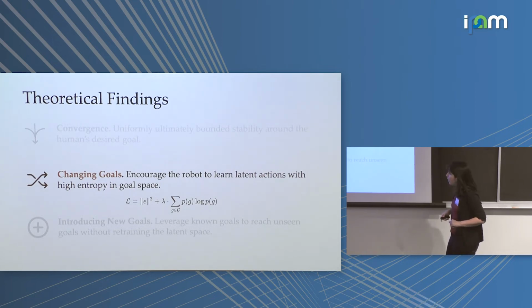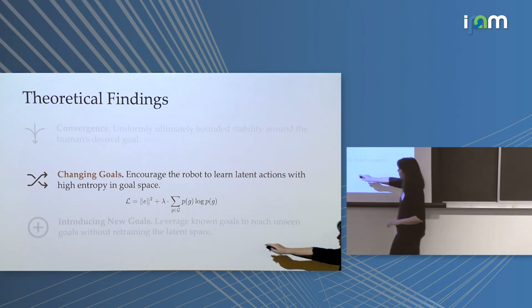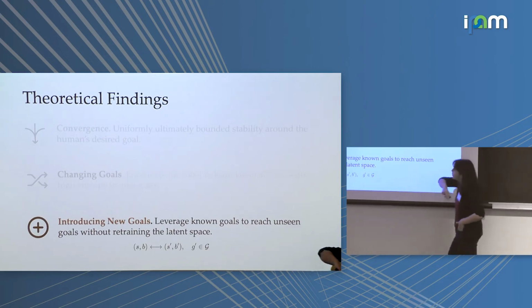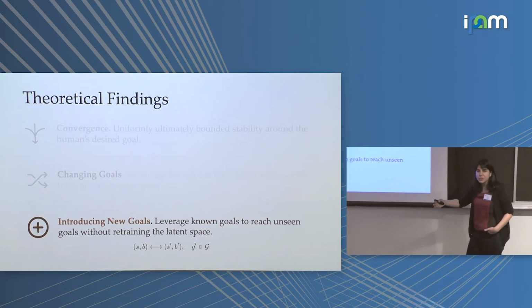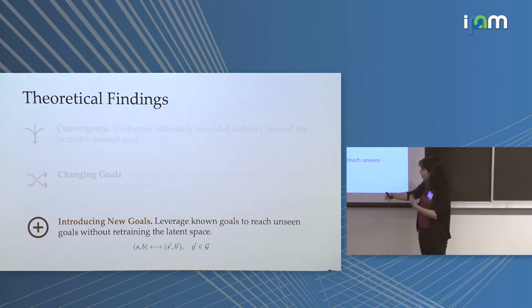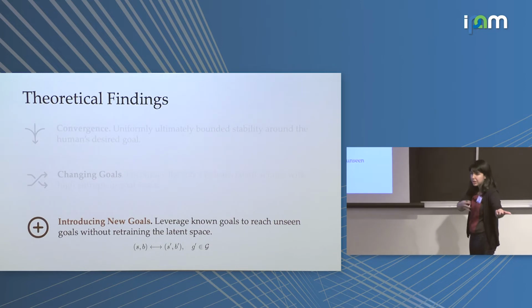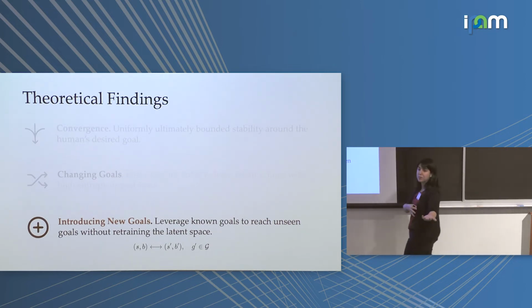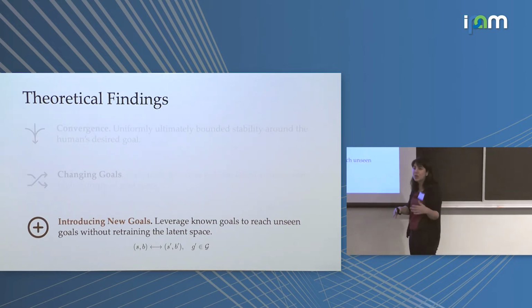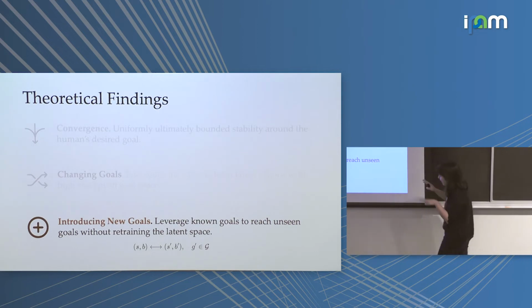Finally, another minor thing is this idea of introducing new goals. If I train on a particular reaching goal using latent actions and shared autonomy, and I introduce a new goal, I could do a transformation of my trajectory and figure out what shared autonomy could do without retraining everything. Okay, all right.